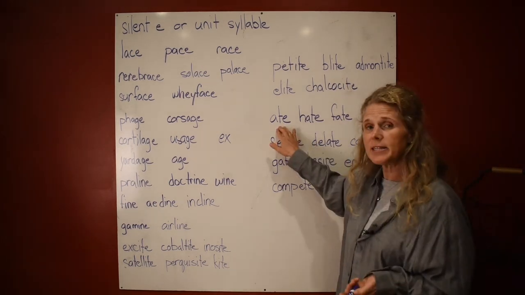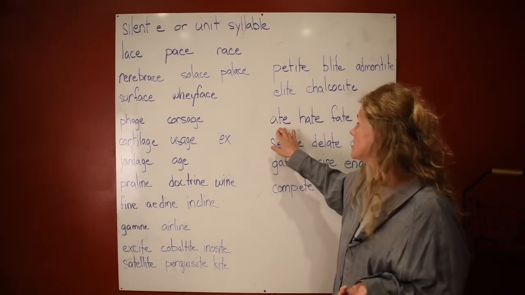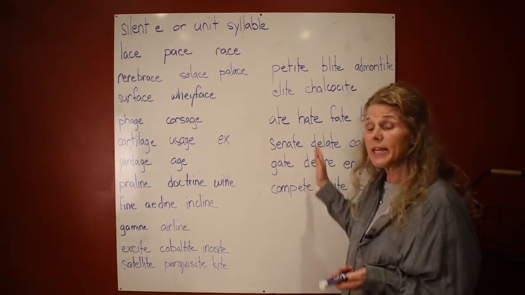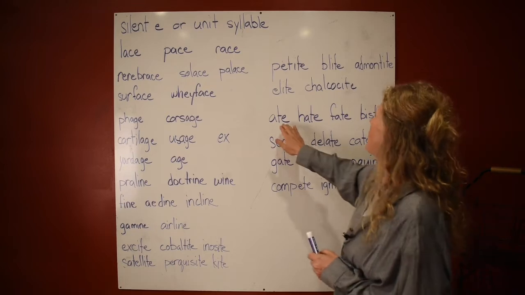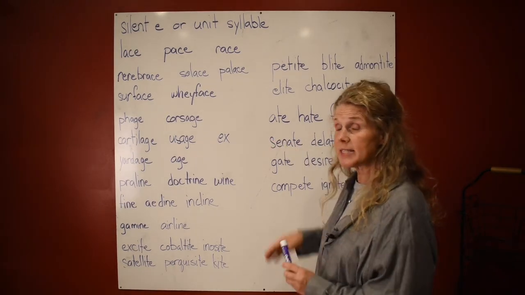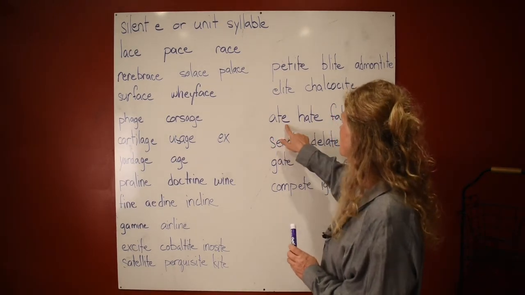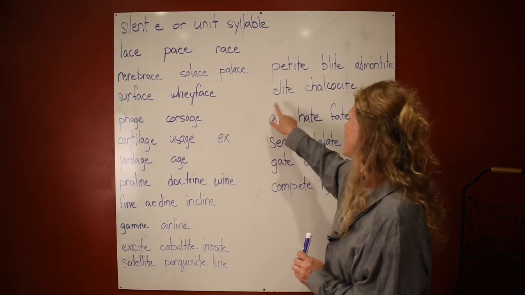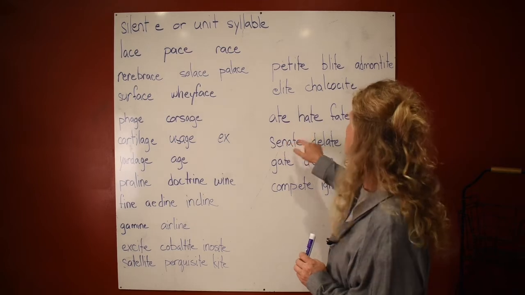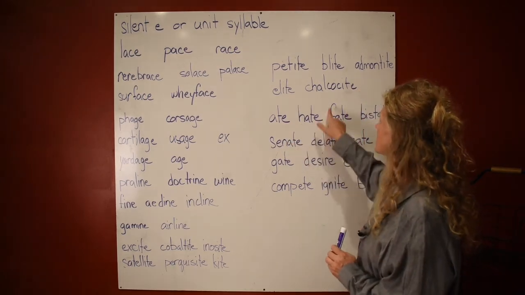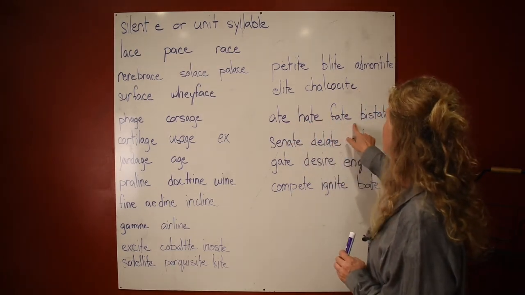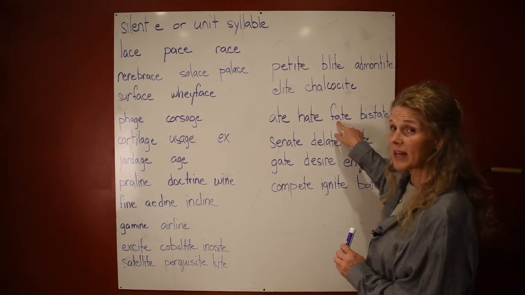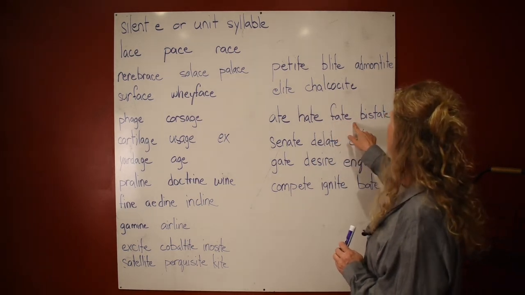Now ATE says it when it is a unit syllable. But when it is a silent E syllable, it will say eight. So this E is going to jump over and affect this vowel right here, and it will say eight. So this says hate. This is a silent E syllable. Silent E syllable is going to jump over and make that say its long sound, fate.